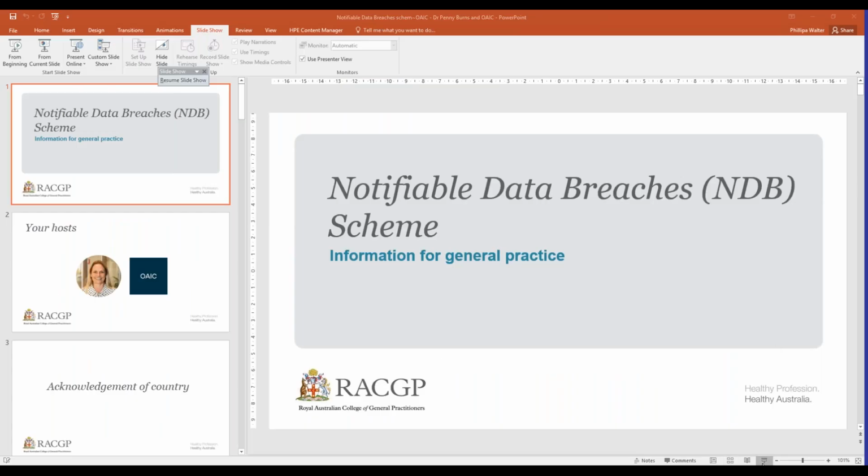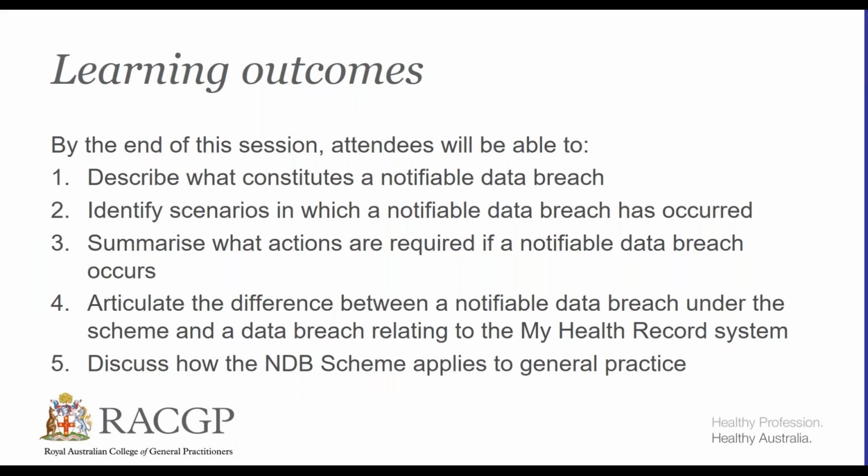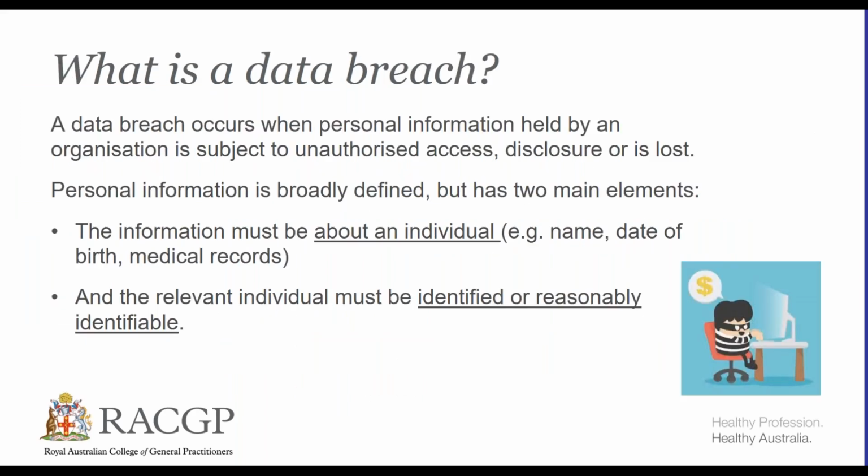So what is a data breach? A data breach occurs when personal information held by an organisation is accessed by an unauthorised party, it's disclosed to an unauthorised party, or it's just lost. The personal information enables an individual to be identified or to be reasonably identified. And this can be related to names or Medicare numbers or addresses or phone contacts. The information may not by itself, however, be obvious, but in combination with other information that's released, the relevant individual may be identified or reasonably identifiable.